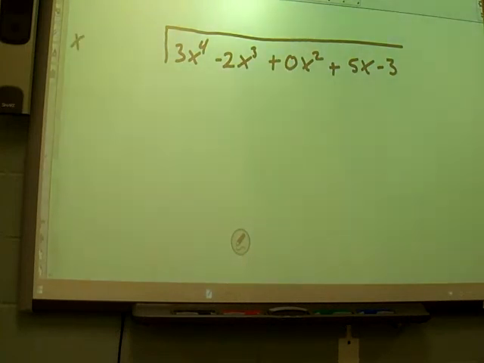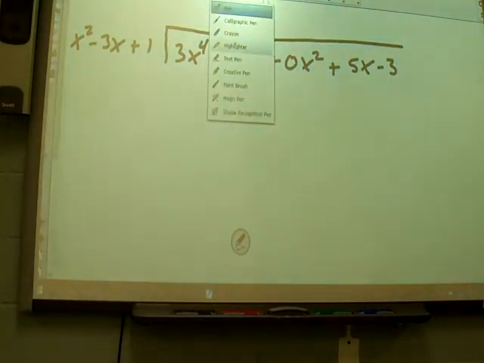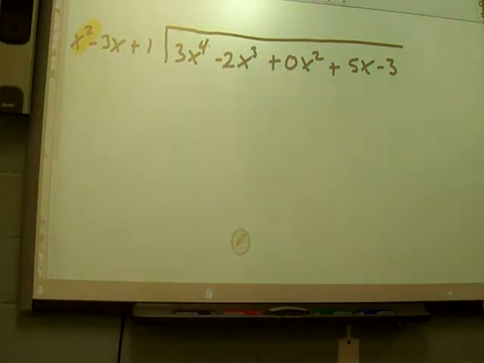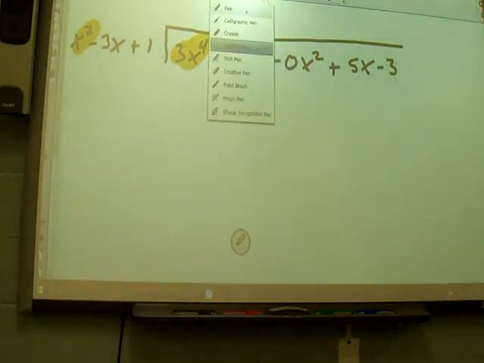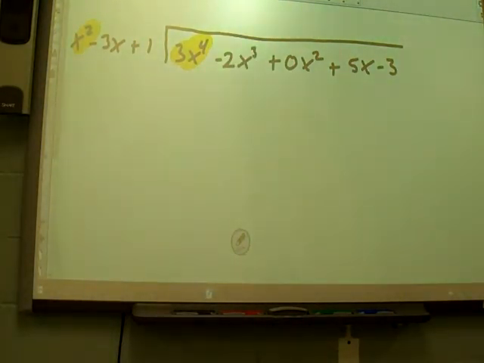X squared minus 3x plus 1, where it has a little lip at the bottom. Okay, so what we do on our long division, we take the first number outside and the first number inside. So that's how the whole show starts. We say x squared times what would get us 3x to the 4th. So we know it's got to have a 3, so we got our 3, and then we go from x squared to x to the 4th, so it has to be an x squared.